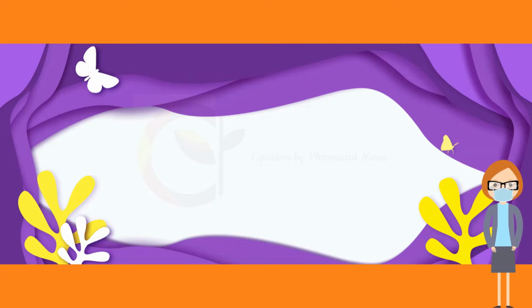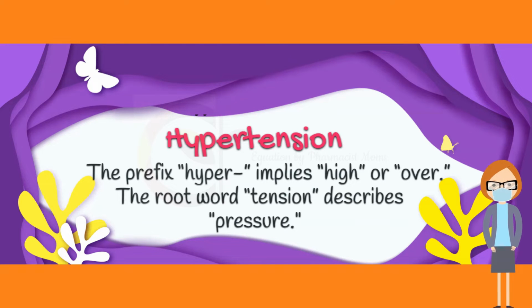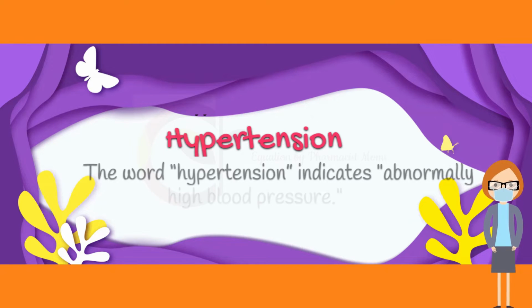Anatomical terms are derived from ancient Greek and Latin words. Since these languages are no longer used in daily dialogue, the meaning of their words does not change. Anatomical terms are made up of roots, prefixes, and suffixes. The root of a term often describes an organ, tissue, or condition, whereas the prefix or suffix often explains the root. Such as, in the disorder hypertension, the prefix hyper implies high or over, and the root word tension describes pressure. So the word hypertension indicates abnormally high blood pressure.